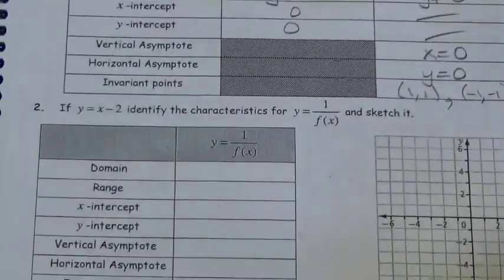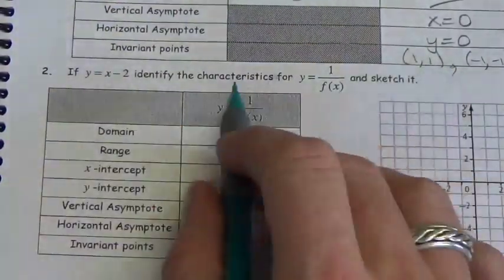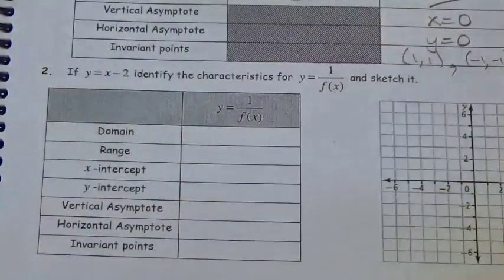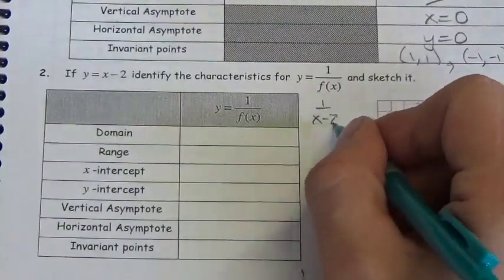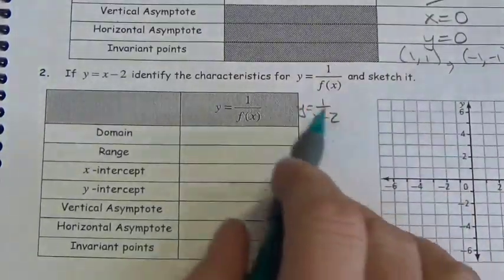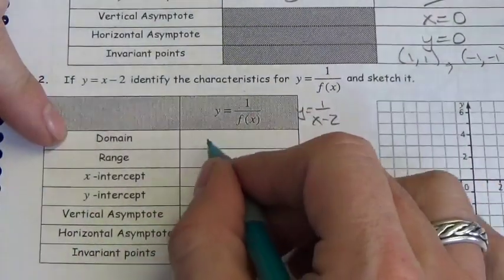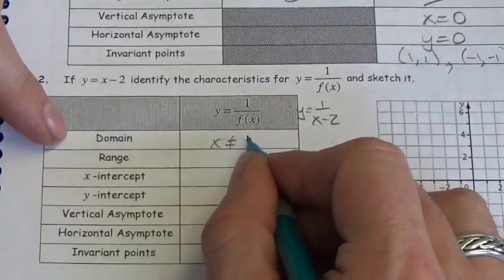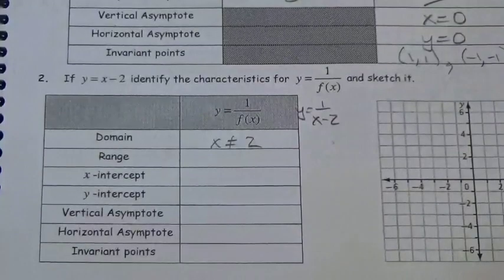Okay, now let's take a look at this next one. If y equals 1 over x minus 2, we're going to identify the characteristics and sketch it here, okay? So if we plug that in, essentially, we're just going to reciprocate that. My domain, when I take a look at that, is going to be x cannot equal 2, because that's going to make that function undefined there.